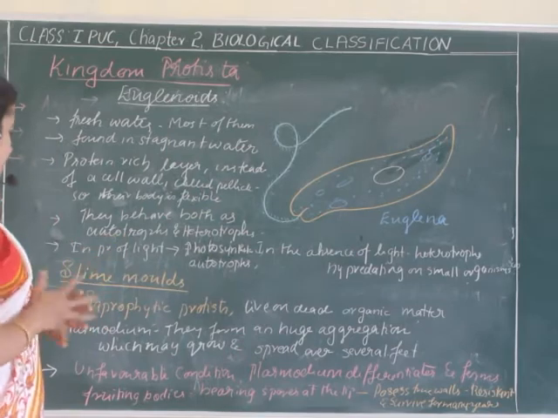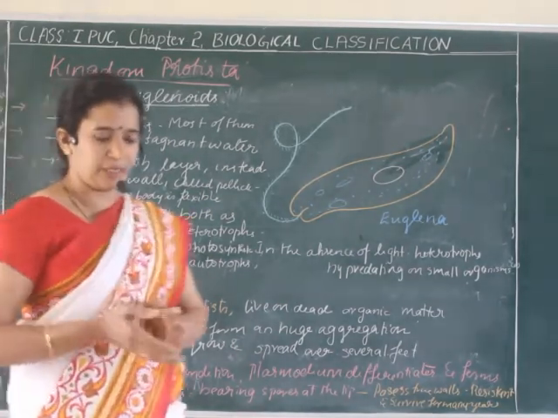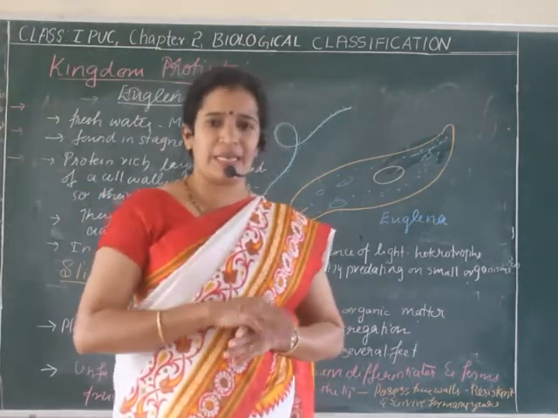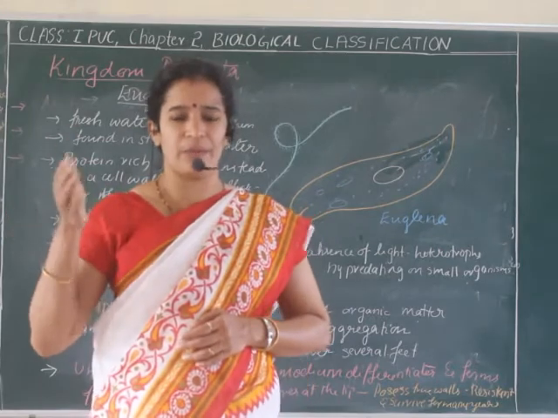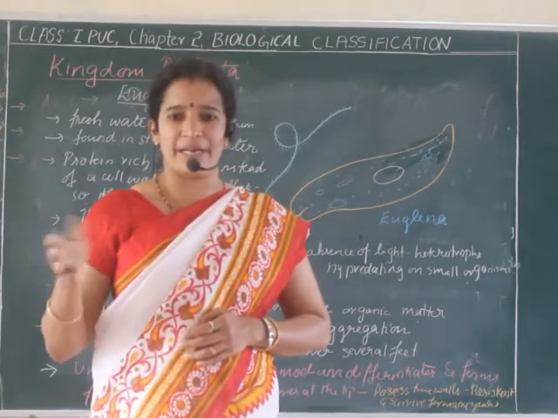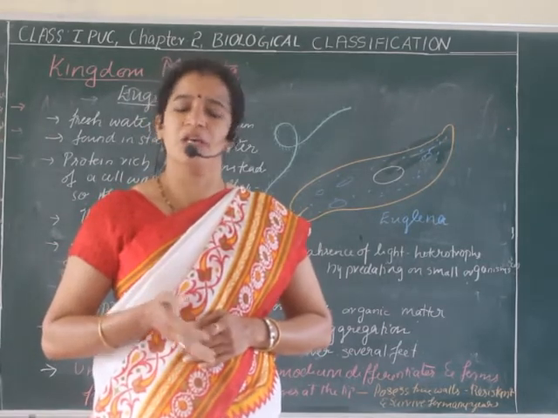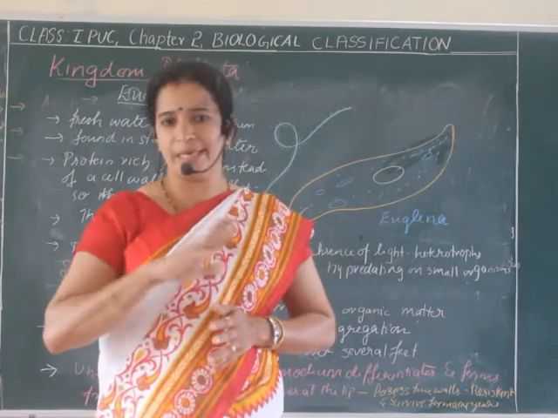And remember, among this kingdom Protista, these euglenoids are found only in fresh water. So remember that. If you write that it is found in marine water, your answer will go wrong. So always remember, in the kingdom Protista, euglenoids are found only in fresh water.